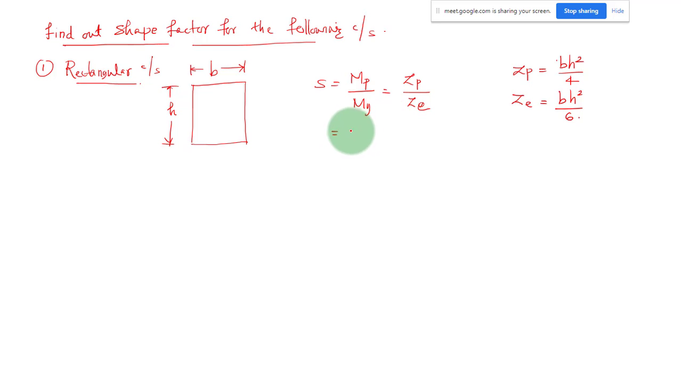BH square by 4 divided by BH square by 6, which is equal to 6 by 4, which is equal to 3 by 2, that is equal to 1.5. Shape factor is equal to 1.5. Okay, simple. So similarly we will do the circular section.